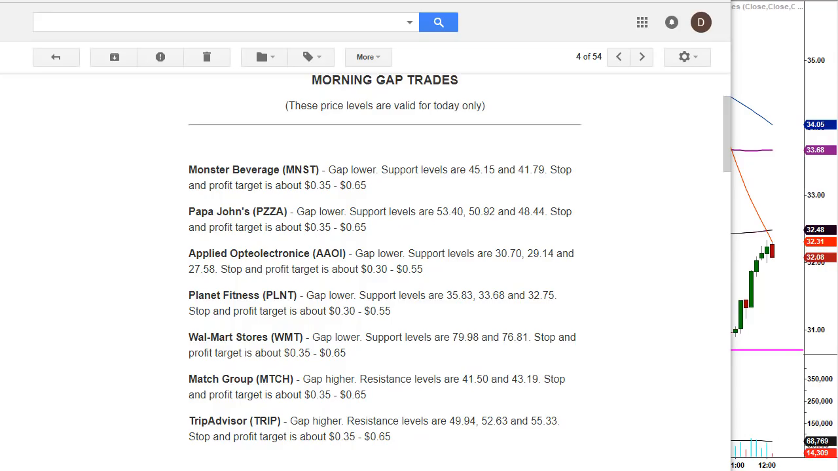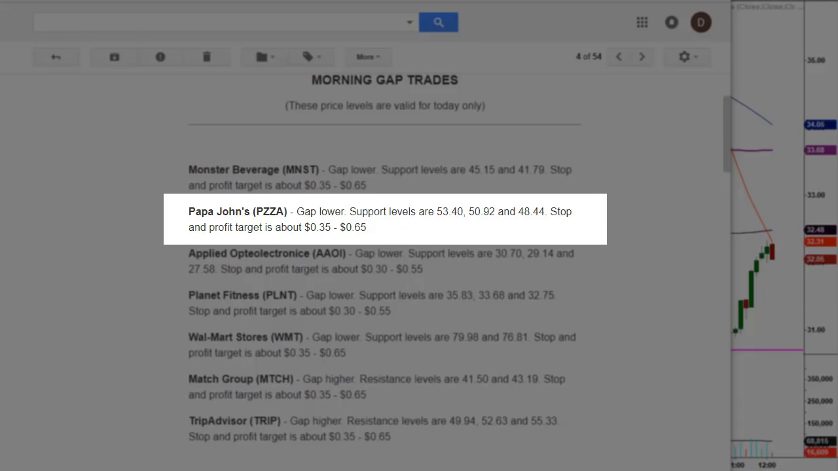We only want the highest probability trades on the board. That's why we're only interested in taking trades when a stock comes to the specific price level that we calculate. It's called waiting for the trade to come to you. Those are the high probability trades. So we're going to take a look at the charts of the 2 stocks that did hit their levels, go over them in detail. The first one was PZZA, Papa John's.